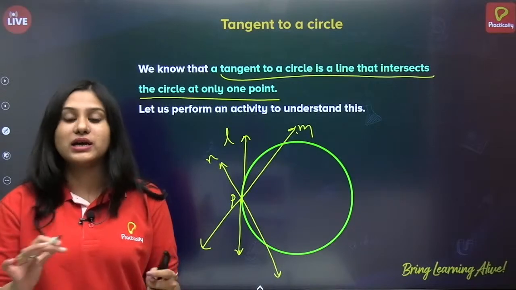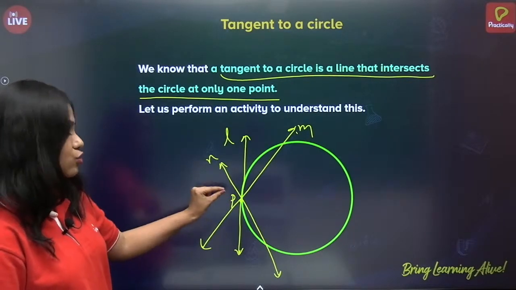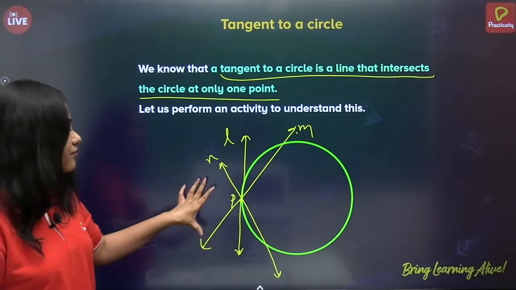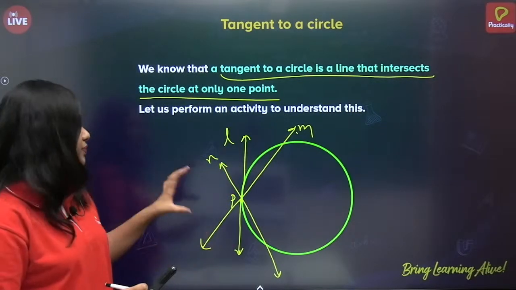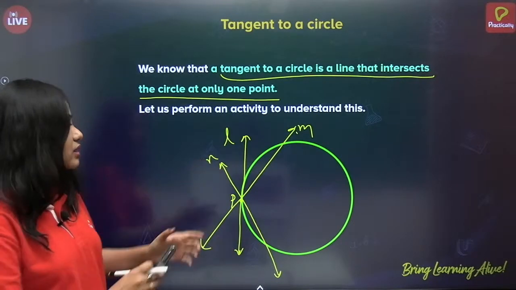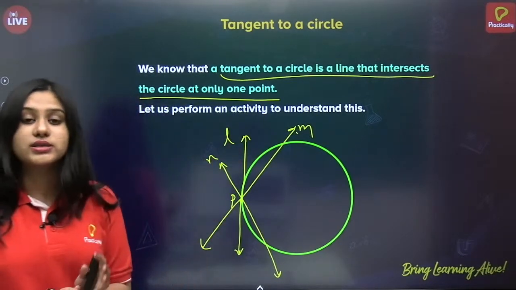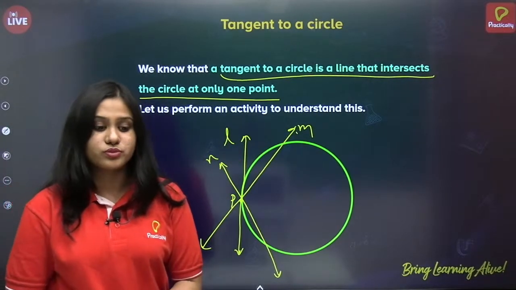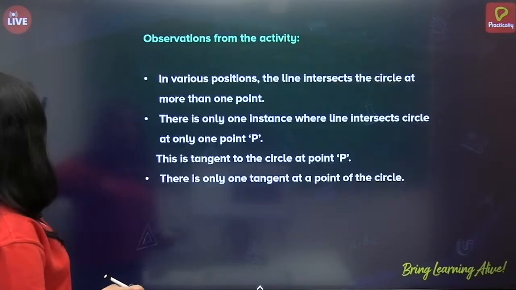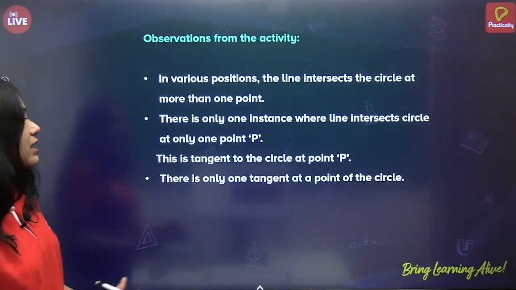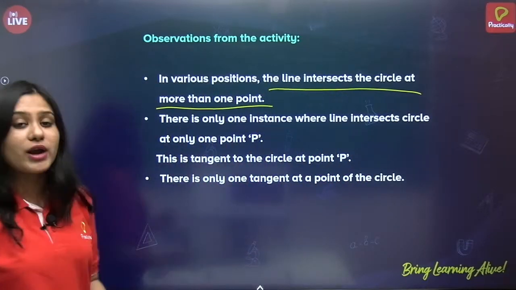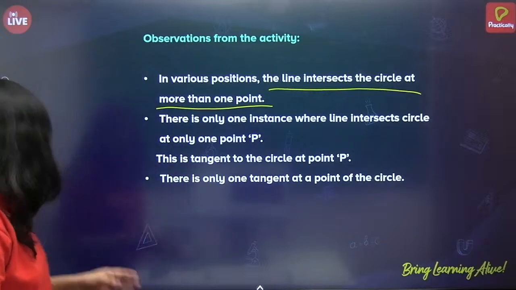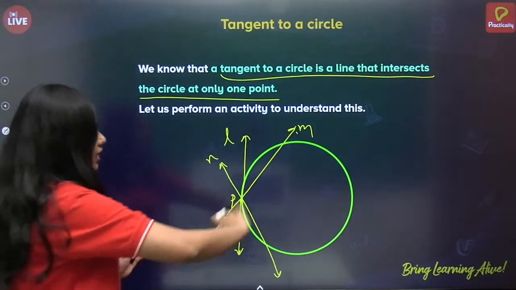Draw as many lines as you want passing through point P. You see that every other line has some other intersection point with the circle. There will be only one line here, the line L, which is a tangent to the circle. So, what can we conclude here? We conclude that the line intersects the circle at more than one point in various positions. Exactly, right?